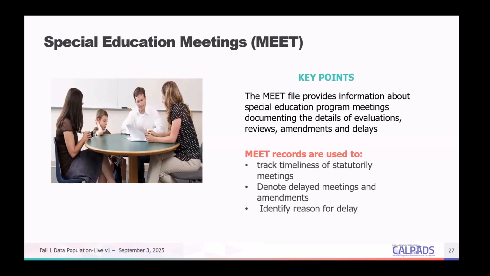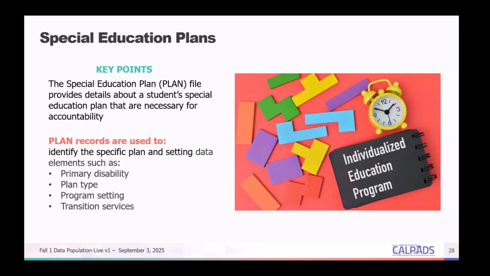So under the Individuals with Disabilities Education Act, it requires IEP teams to monitor and document student progress. Monitoring a student's progress allows IEP teams to determine whether the services and support provided are an educational benefit for the student. So next up is the special education plan file.